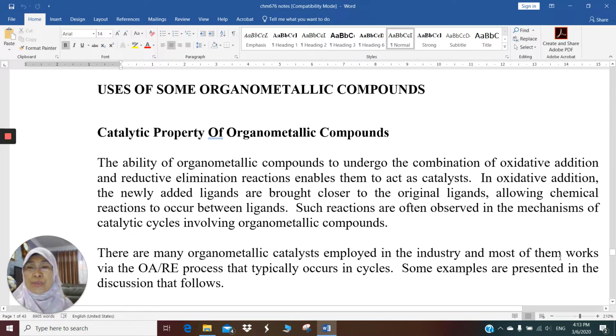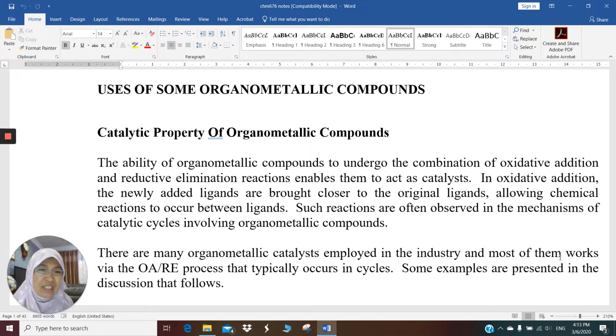And today I'm going to talk to you about the uses of organometallic compounds. One of the most important properties of organometallic compounds is that they are able to catalyze a lot of reactions. The ability of organometallic compounds to undergo the combination of oxidative addition and reductive elimination enables them to act as catalysts. In oxidative addition, the newly added ligands are brought closer to the original ligand, allowing chemical reactions to occur between them.